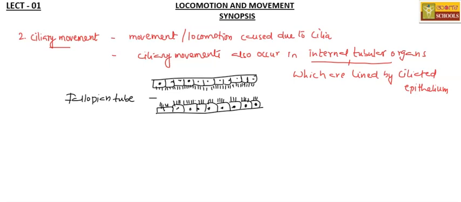Now inside this fallopian tube, the movement of the egg. Here this is the egg, and it is released from the ovary and enters the fallopian tube, and this egg will be passed down into the uterus with the help of this cilia. So this is what we call the ciliated epithelium.